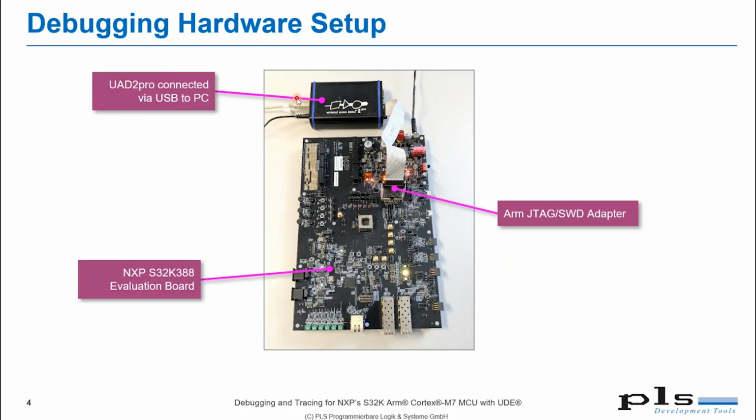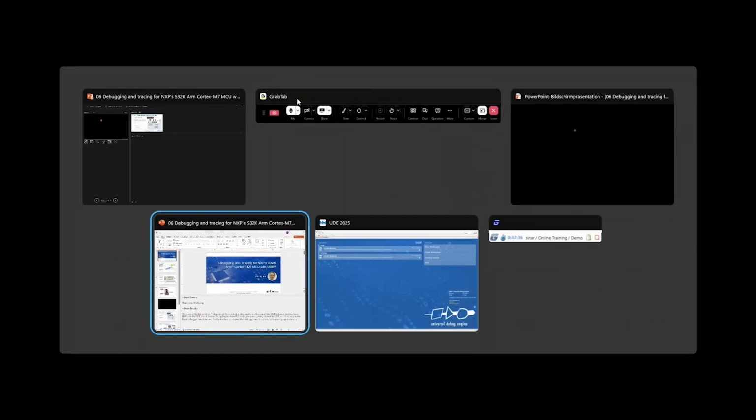I use a demo application which is compiled and linked for flash memory. So you need to program it into the flash. And I use all the 4 cores here in the application. I do not use any lockstep configuration here in order to have all the 4 cores available. Then let's quickly jump to UDE.